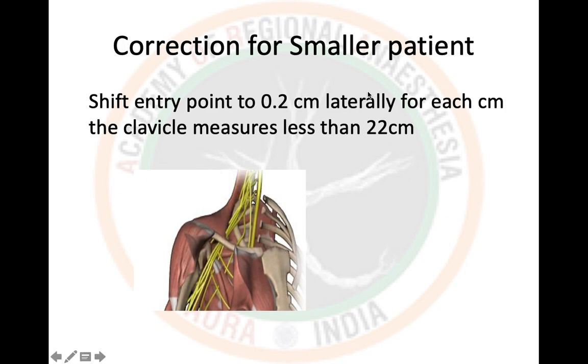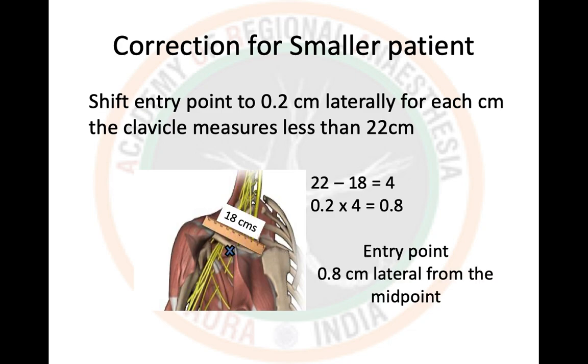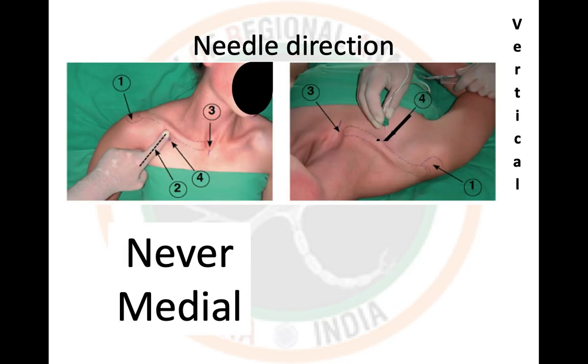So correction for a smaller patient, as I said, shift the entry point 0.2 centimeter laterally for each centimeter that the clavicle measures less than 22 centimeter. So suppose it is 18 centimeter, then 22 minus 18, that is 4 centimeter, multiplied by 0.2, that is 0.8 centimeter. So the entry point should be shifted 0.8 centimeter lateral from the midpoint. So this is a small correction for a smaller patient, and if you do it, you will find the plexus easily.